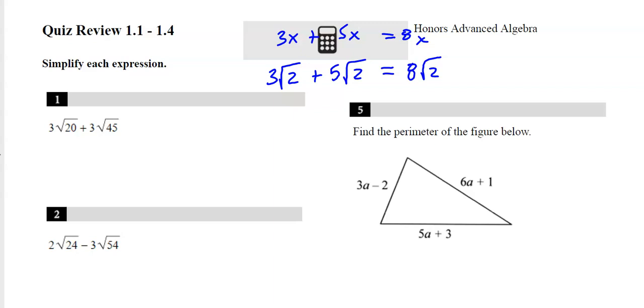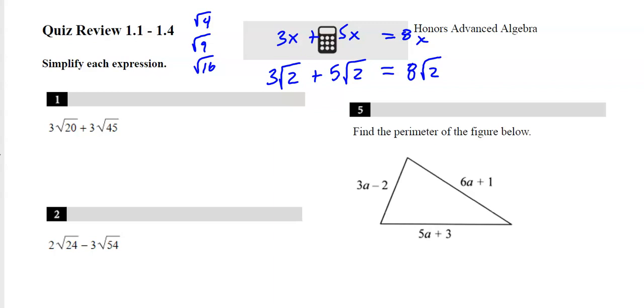So how I break them down though, because right now the 20 and the 45 aren't the same, is I'm going to look for some perfect squares. I'm going to look for some square root of 4s, some square root of 9s, 16s, all the perfect squares we talked about in our notes. So here's what I'm going to do for this one.